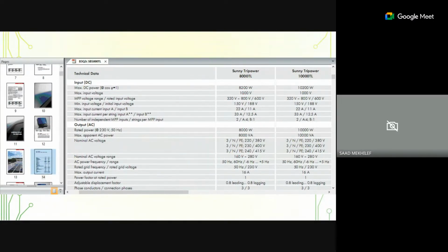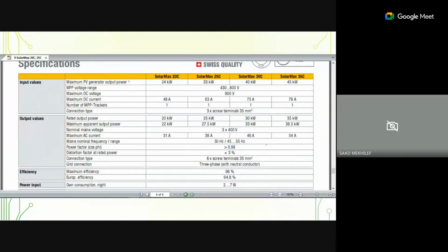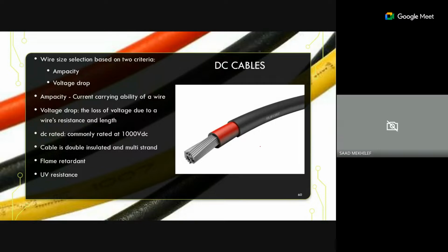All right. I think the others are different. This is the power and so on. So it's all, okay. I think it's quite important in the PV system design.